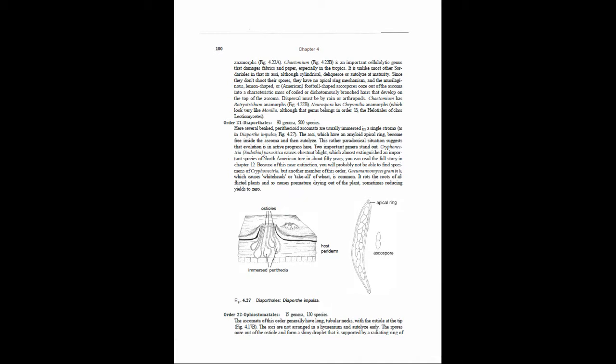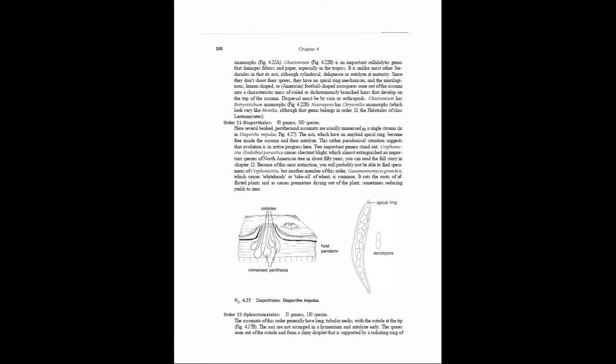Neurospora has Chrysonilia anamorphs, which look very like Monilia, although that genus belongs in order 13, the Helotiales of class Leotiomycetes. Order 21, Diaporthales, 90 genera, 500 species. Here several beaked, perithecioid ascomata are usually immersed in a single stroma, as in Diaporthe impulsa, Fig 4.27. The asci, which have an amyloid apical ring, become free inside the ascoma and then autolyze. This rather paradoxical situation suggests that evolution is in active progress here.